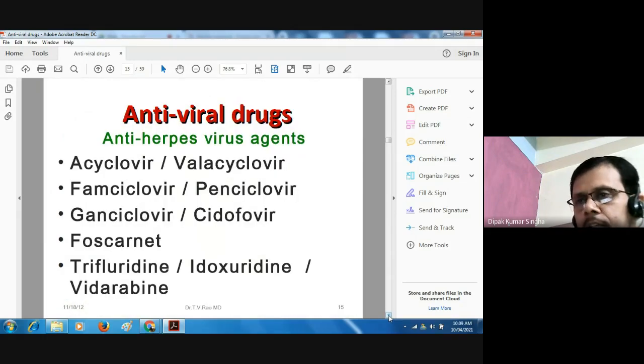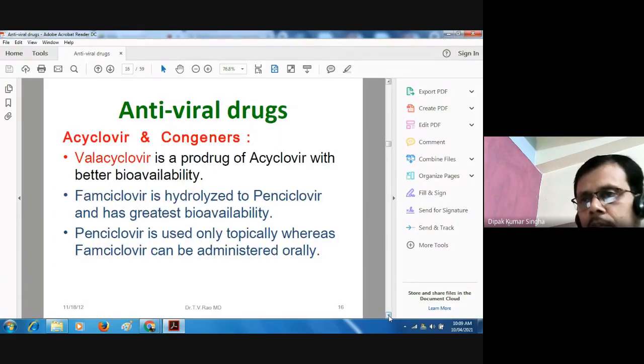Next are the antiviral drugs. In case of anti-herpes virus agents, Acyclovir is very common. It is the prototype of this group. In this group: Acyclovir, Valacyclovir, Famciclovir, Penciclovir, Ganciclovir, Cidofovir, Foscarnet, and trifluridine, idoxuridine. Another most important drug is used especially for AIDS patients or in case of HIV infection.